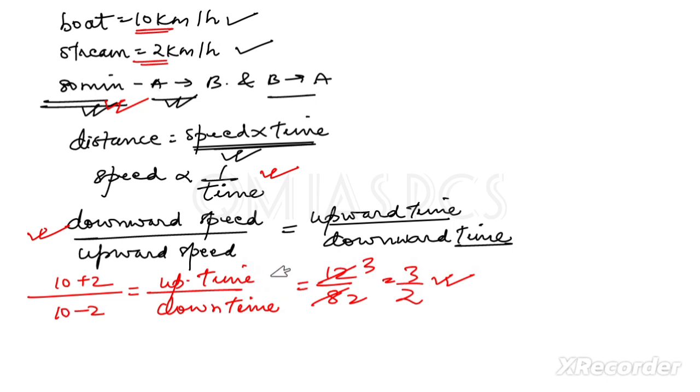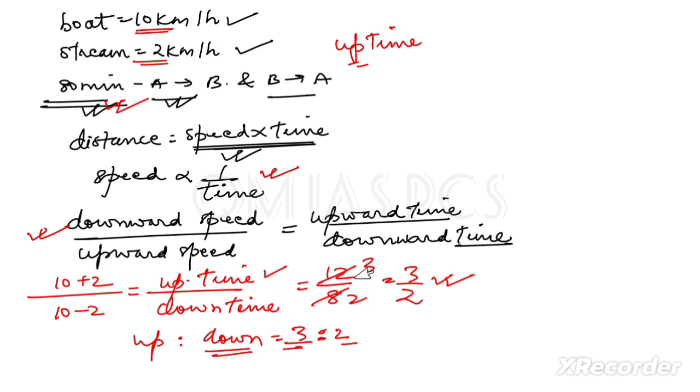So what will be your up time? You can say up is to down, that is 3 is to 2. So what will be your up time and what is your down time? So up time is equal to this value divided by total, 3 plus 2, that is 5, multiplied by total time, that is 80. So 3 multiplied by 16, it will be 48 minutes.